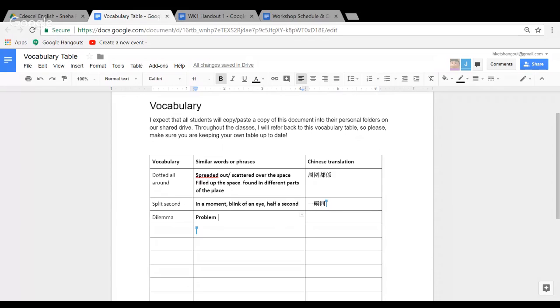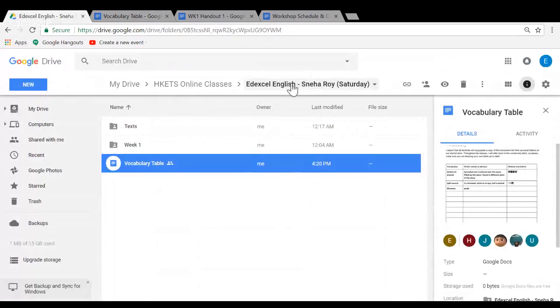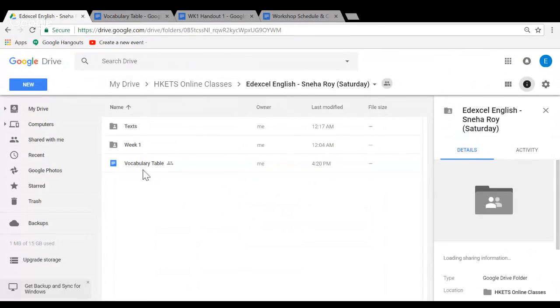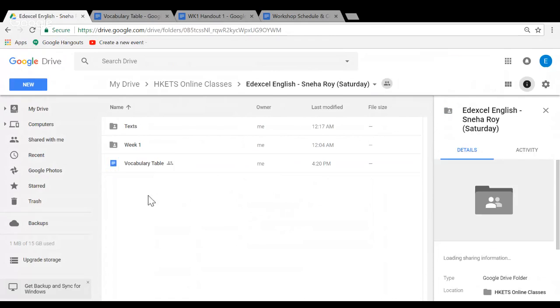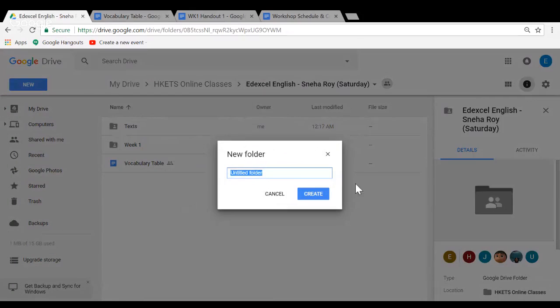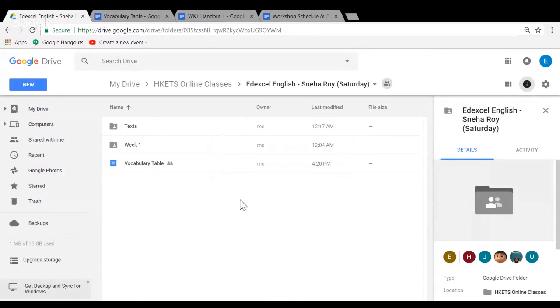Let's do one more. Oh no, we won't have time. Here's what I would like you guys to do. I'd like you guys to reread Explorer's Daughter. I want you to write down. Also, if you go to the main folder, this is what I want you guys to do before next class. In the main Edexcel English Sneha Roy Saturday folder, you see that folder, right? In that folder, I want you to create a new folder with your name. Not in week one, in the Edexcel English folder itself.